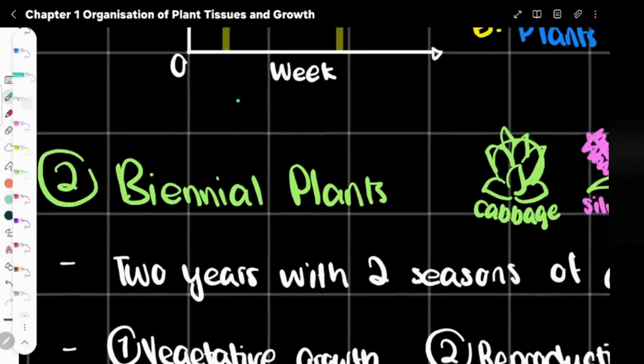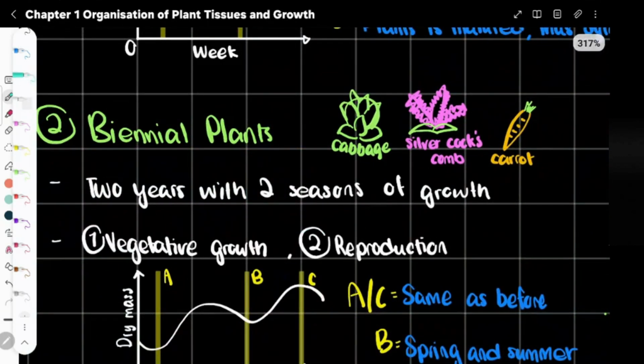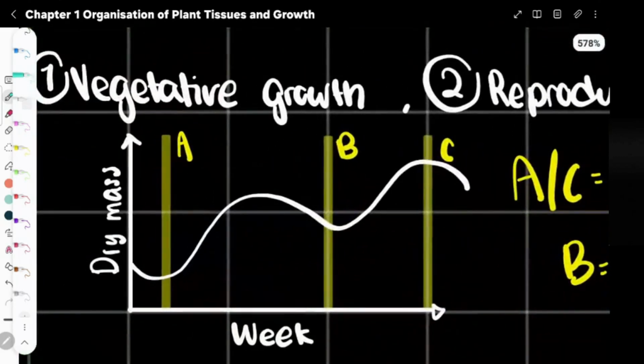Anyway, bi means two life cycles. Two life cycles means there are two years. Okay, two years. Look here. It's very simple. You can apply the same concept here.